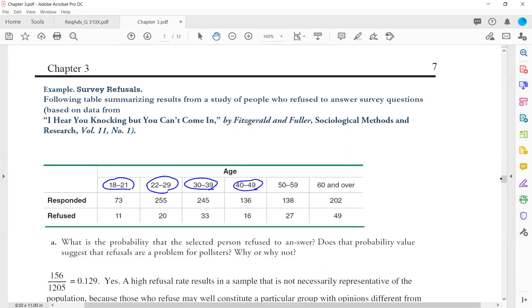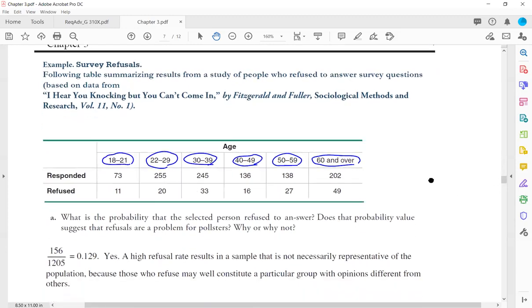Age 40 to 49. How many responded? 136. How many refused to respond? 16. Next category, 50 to 59. How many responded? 138. How many refused to respond? 27. And finally, 60 and over. How many responded? 202. How many refused to respond? 49.